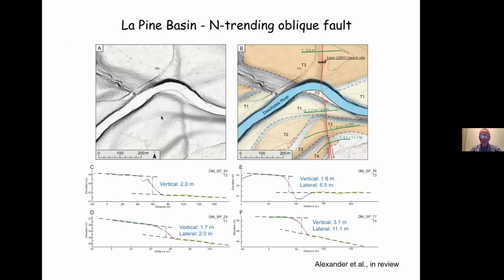As you go north into the Lapine Basin, this north trending fault is illustrative of how oblique slip is occurring. If you look at the LiDAR image here, you can see a riser for a fluvial terrace that has a right lateral offset and a vertical component of slip. If you focus on the geological map over here, and we can just pick one of these profiles like profile E, you can see about 1.6 meters of vertical to almost 7 meters of lateral displacement on the Lapine Basin fault. And this is also late Pleistocene in age.